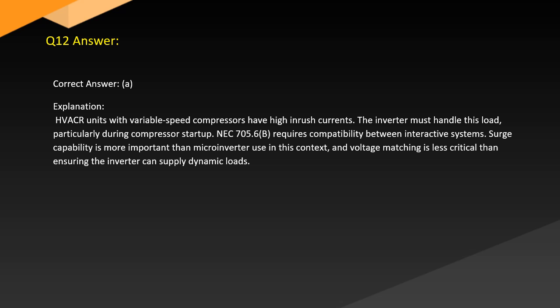Answer. Correct answer: A. Explanation. HVACR units with variable speed compressors have high inrush currents. The inverter must handle this load, particularly during compressor startup. NEC 705.6 (B) requires compatibility between interactive systems. Surge capability is more important than microinverter use in this context, and voltage matching is less critical than ensuring the inverter can supply dynamic loads.